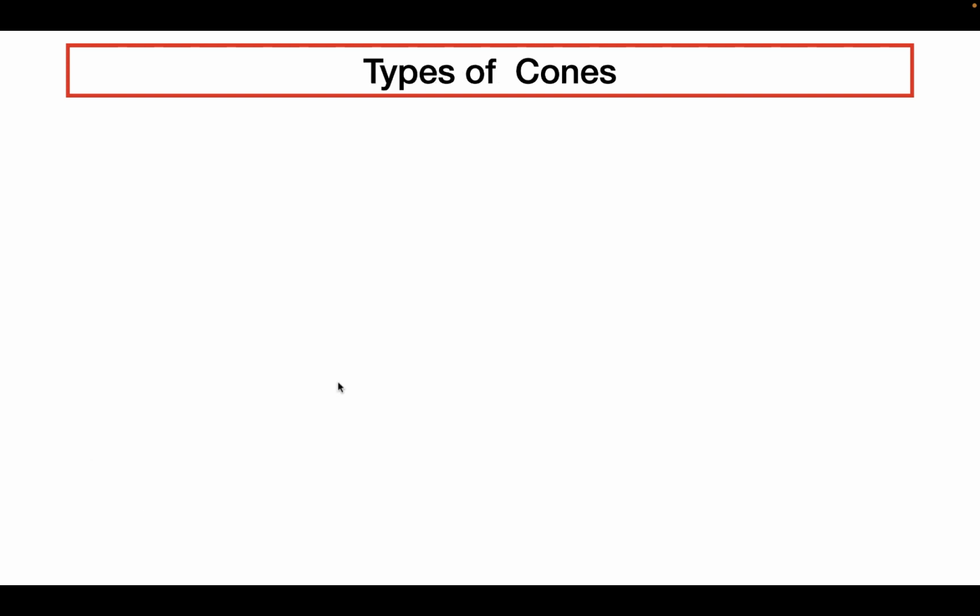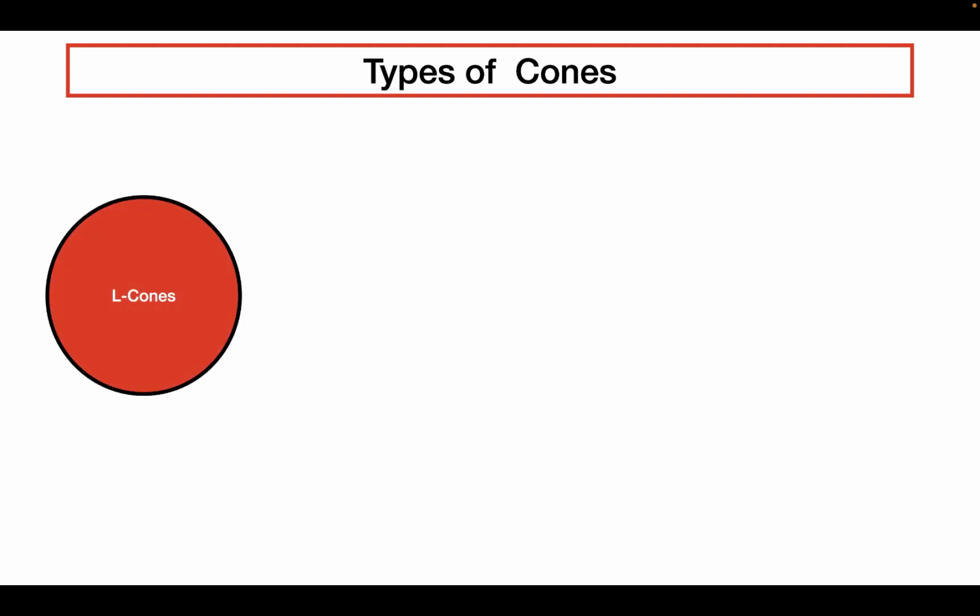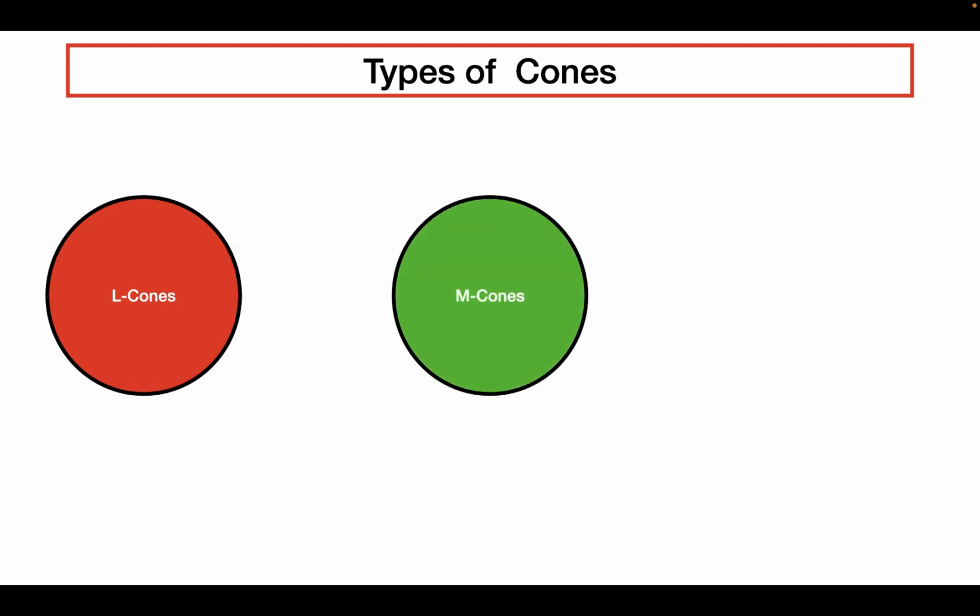So the last thing that we're going to talk about is the types of cones. In general, there are three types of cones. The first is the L cones, which respond primarily to red light. Then you have the M cones, which respond to green light, and then the S cones, which respond to blue light. And it's a combination of these three cones that produces the color vision that we have. And we're going to talk a lot about this in more detail in future videos.